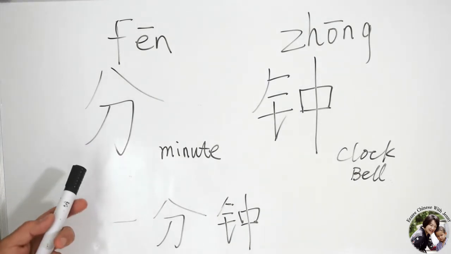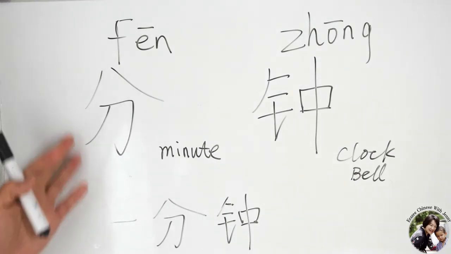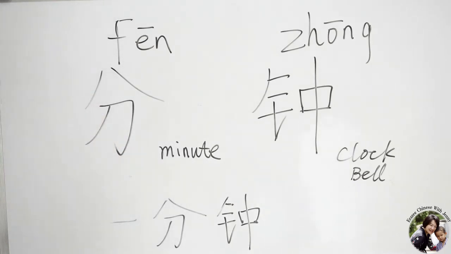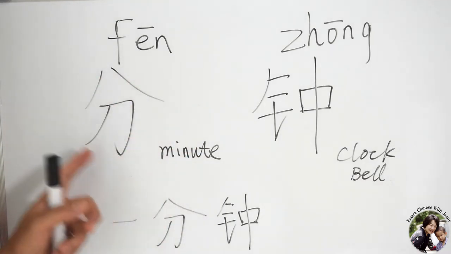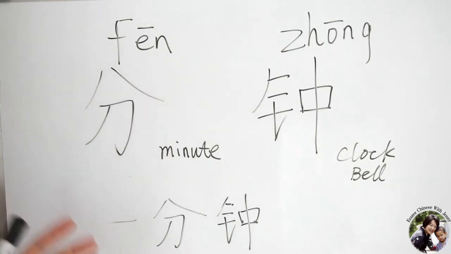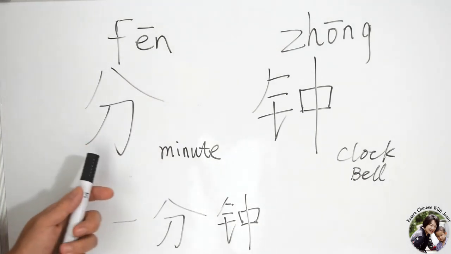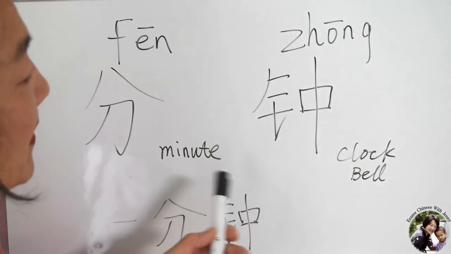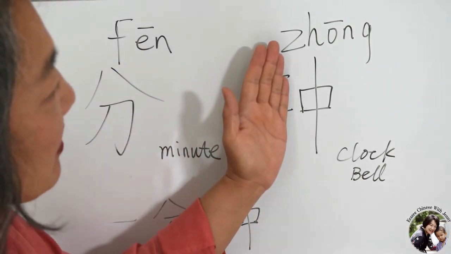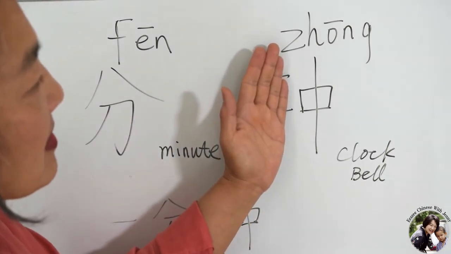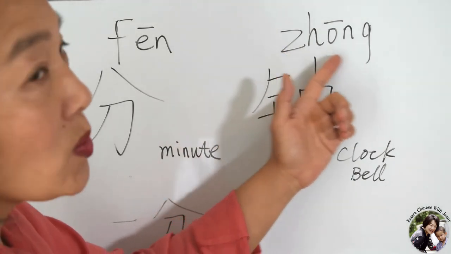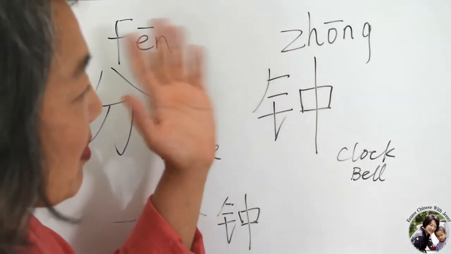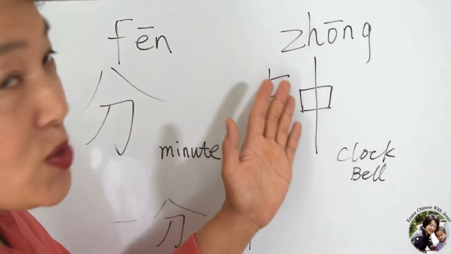Because in the past, in China, we didn't have this concept of a minute. But we borrowed this word to represent a minute. 分. And this character, remember, the right half, we have learned, means center, middle. Pronunciation is 中. Remember, the country name of China is 中国.